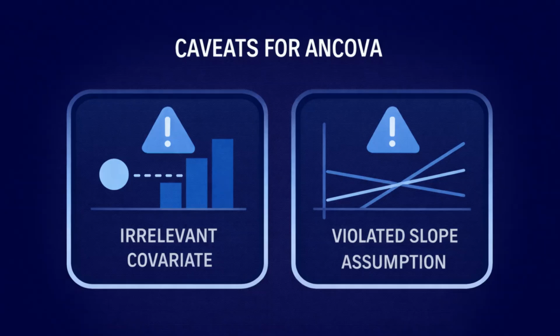If the covariate does not relate to the outcome, the adjustment adds little value. If homogeneity of regression slopes is violated, standard ANCOVA should not be used as planned.